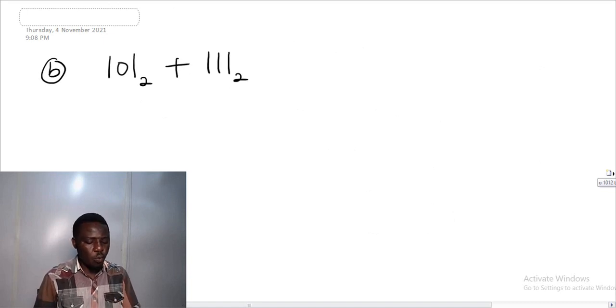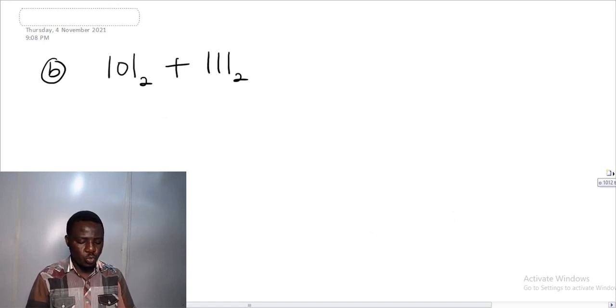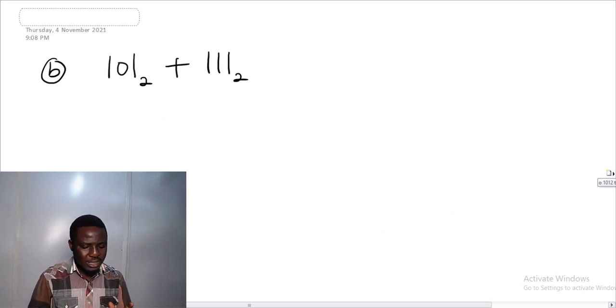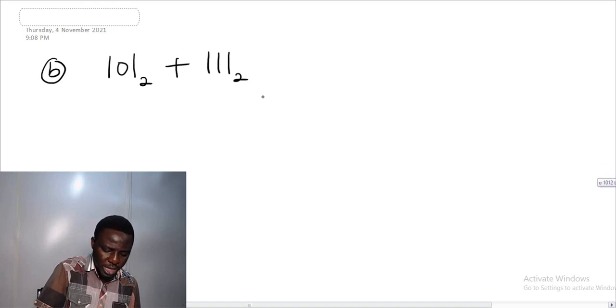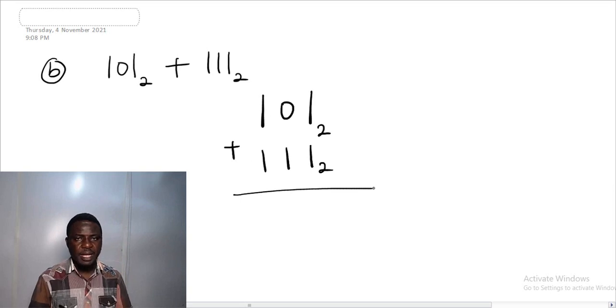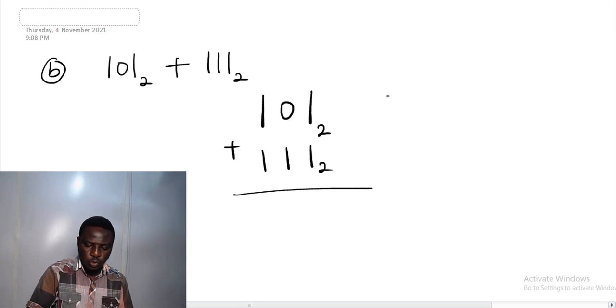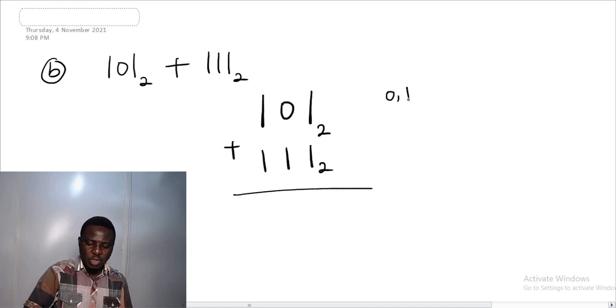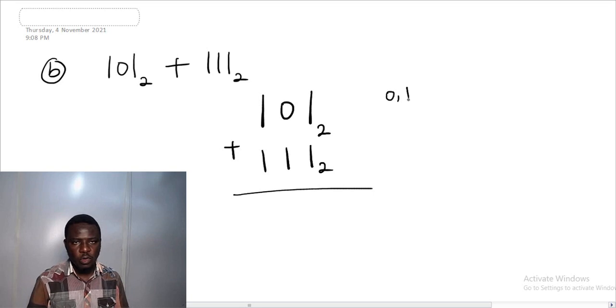B says we should add 101 in base 2 to 111 base 2. Take the same procedure and you will get your answer. That is 101 base 2 to be added to 111 base 2. Remember, digits in base 2 are just 2, which is 0 and 1. Okay? So any digit other than this, you have to first of all divide it by the base before you move ahead.